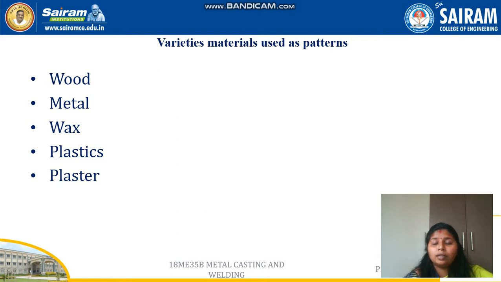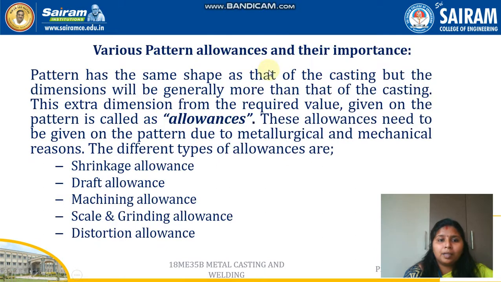This can be done with the pattern produced from the plaster of Paris, but it is not used for a very long time. So this is about the varieties of materials used as a pattern. The next one is various allowances.